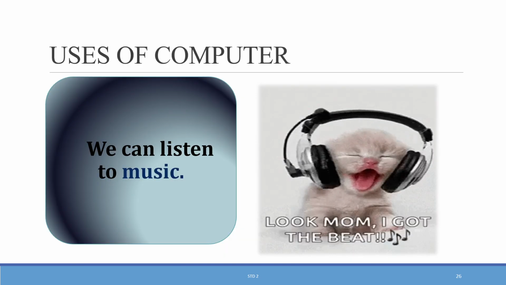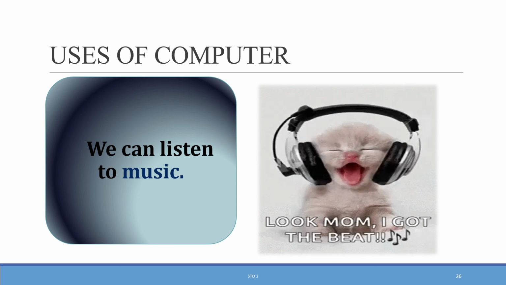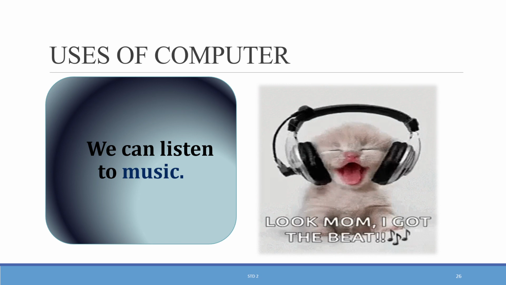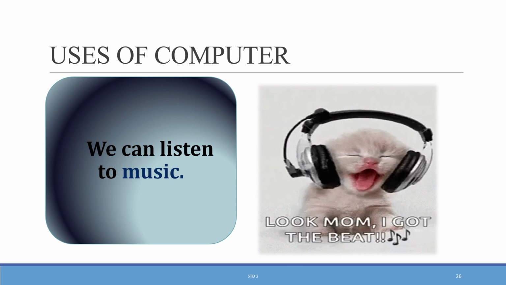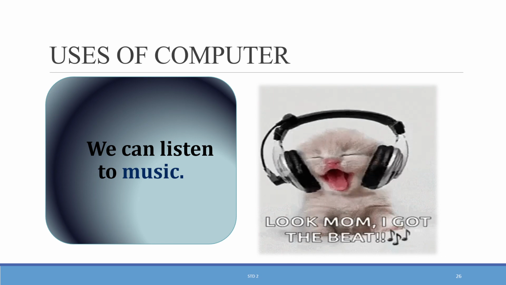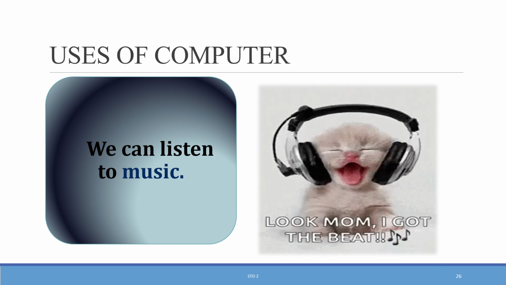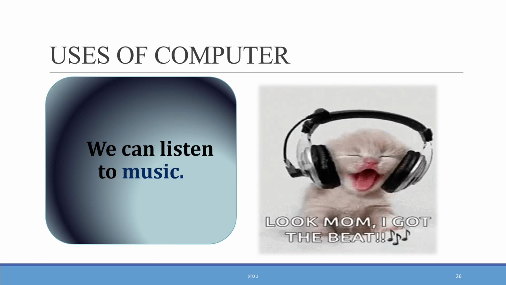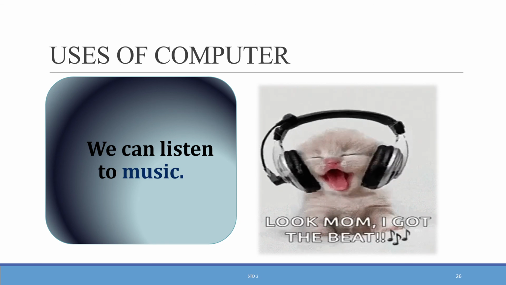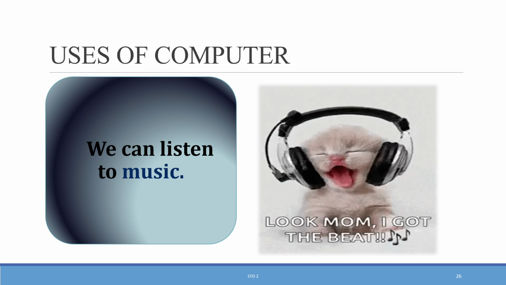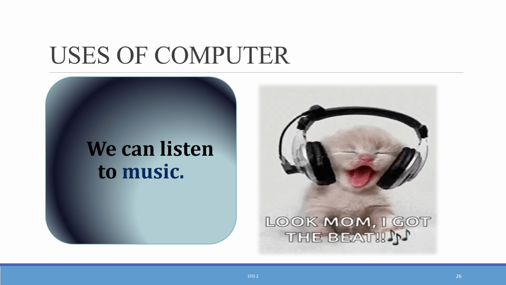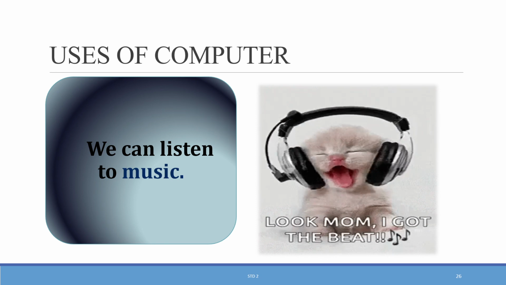Now the next one, we can listen to music. See the cat enjoying listening to the music, right? They are listening to the music by that headphone, and this headphone is plugged into the computer, and we can use a computer to listen to music. So another use of computer is listening to music. So writing, drawing, doing sums, playing games and listening to music, these are all uses of a computer.